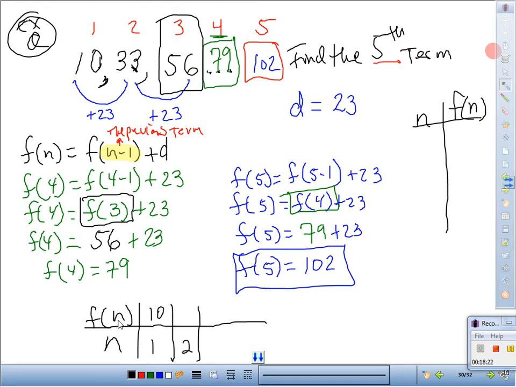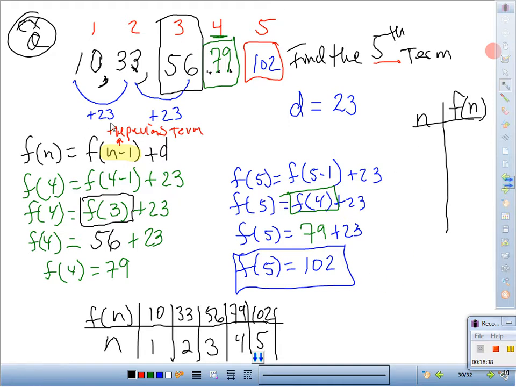Second term. What is f of n on the second term? 33. Third term. 56. Fourth term. 79. And fifth term. 102. You want to see the difference on the table? I mean, you could either write it like this or like this. Most of the time, they're going to show you like this in your textbook. So for tonight's home play, they're going to show you a table like this. You understand? Yes? All right.